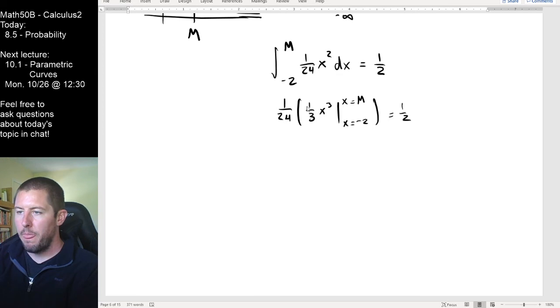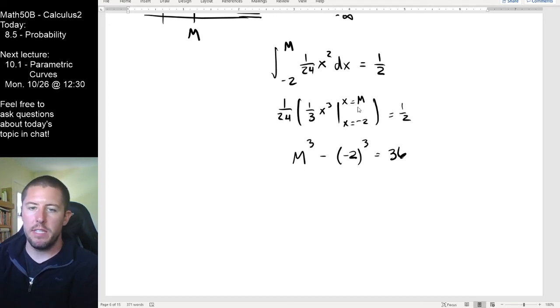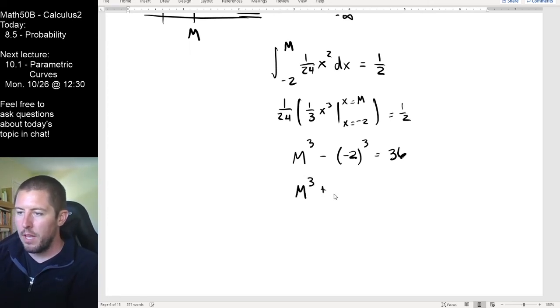Here's some quick things I'm seeing. 1/24 times 1/3 is 1/72. I'm going to multiply both sides by 72 to give me a 36 on the right. So again, 1/3 of 1/24 is 1/72. Multiplying by 72 on both sides gives you a 36 on the right, and I've dealt with all the fractions. The upper bound is m, so I'm going to get m cubed minus -2 cubed. So that's going to be m cubed plus 8 equals 36. It looks like our median is going to be the cube root of 28.